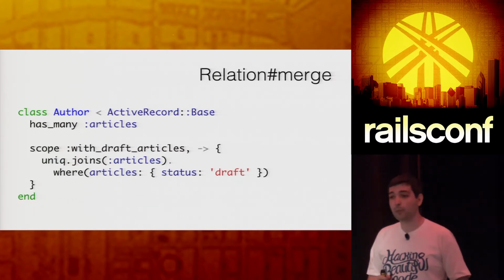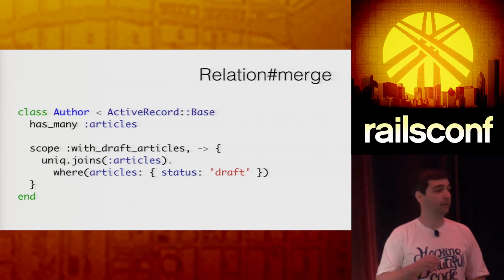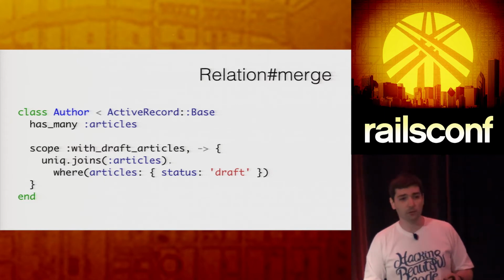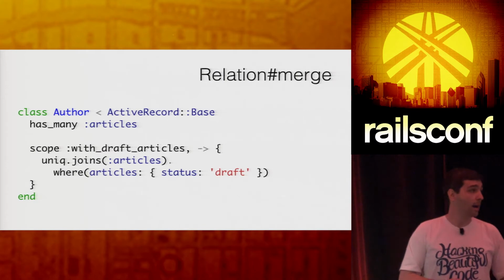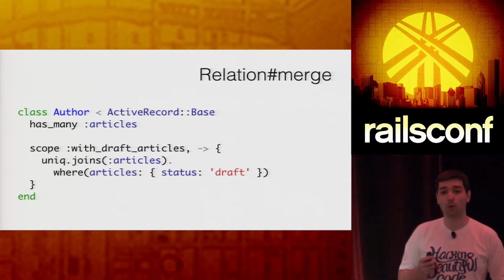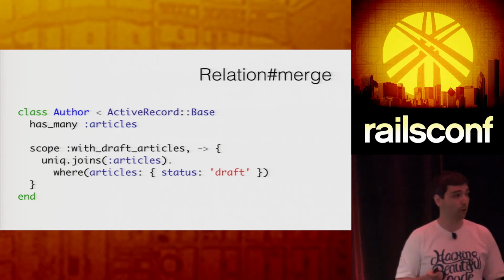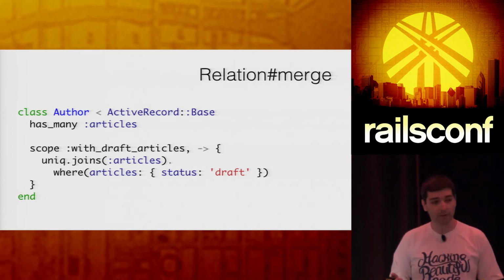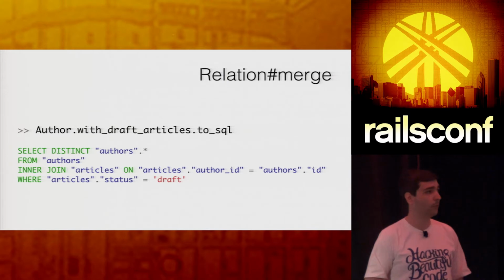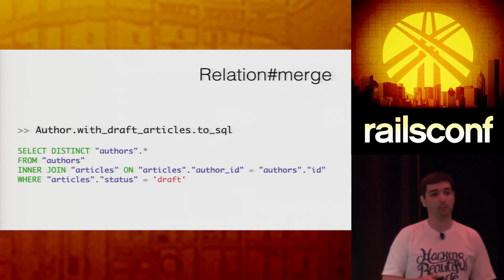Okay, let's talk a little bit about conditions. In this example, we have an Author model that has many articles, right? And articles can be in some status. They can be draft, they can be published. And here I want to grab which are the authors that have draft articles. So I'm doing joins on the articles association and adding a condition on top of it where the article's status is draft, right? And that works just fine. It's going to generate SQL like that. Just fine.